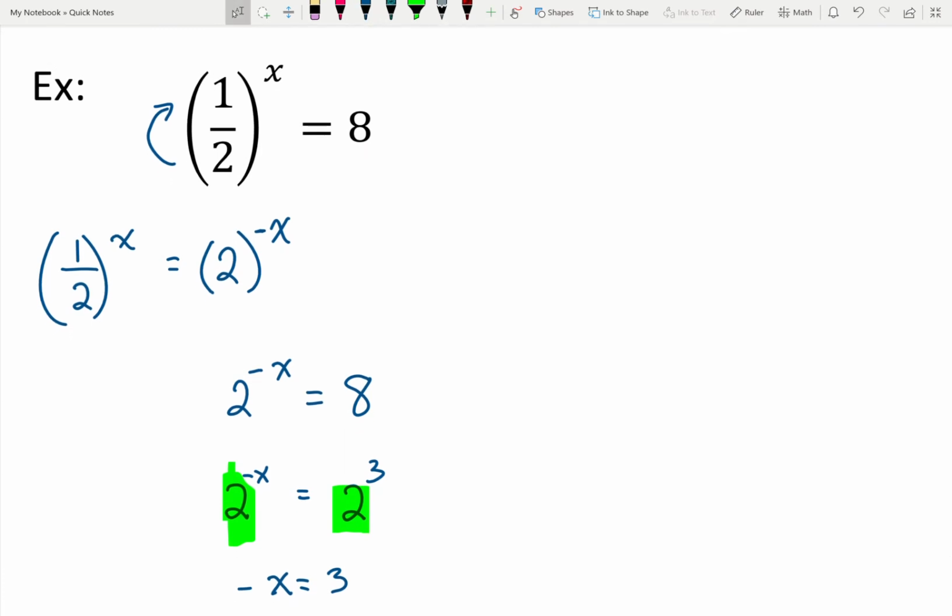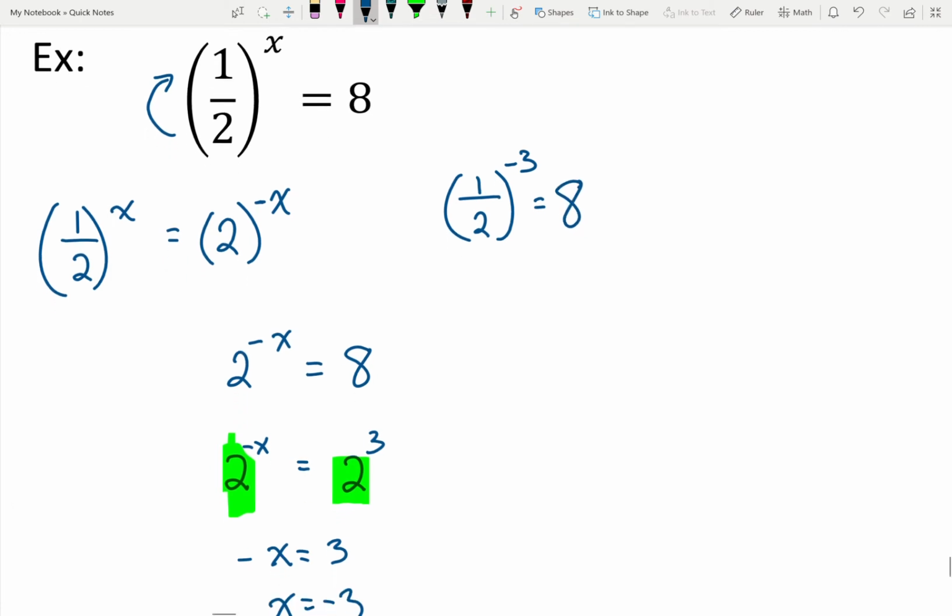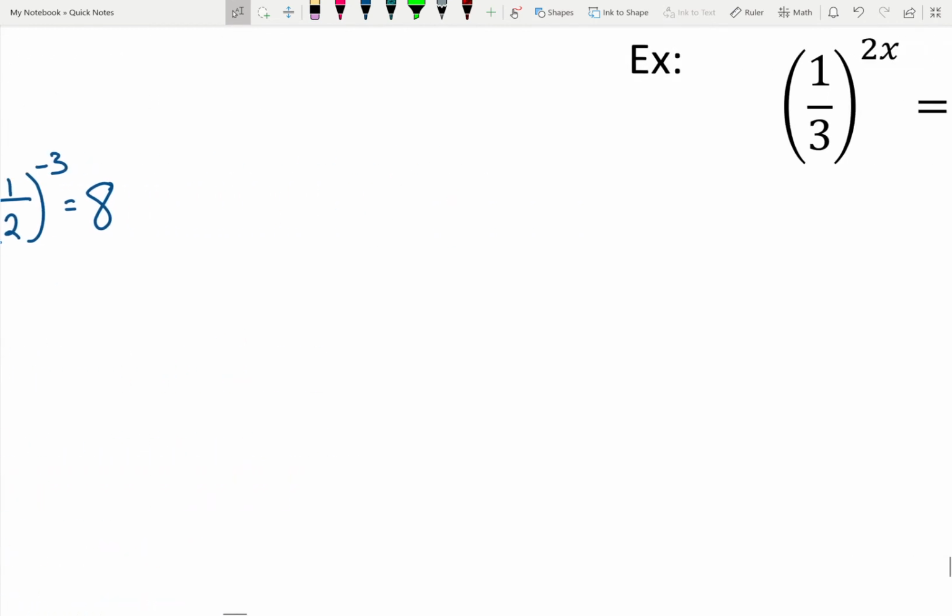So what we just solved for is we're saying that 1/2 raised to the minus third is equal to 8, which makes sense if you remember what we did in the last video. Okay, last one.